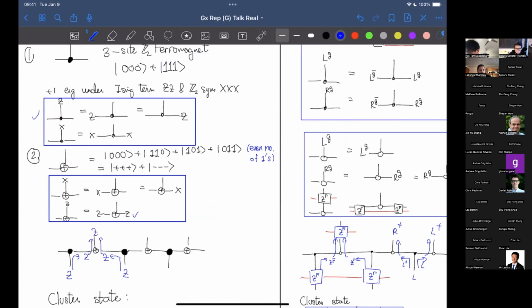And similarly, if I start with X, I can use the rule to push it to 2 X's, and then I can push it up individually into a single X. So that shows that the operators act correctly as they should. Okay.